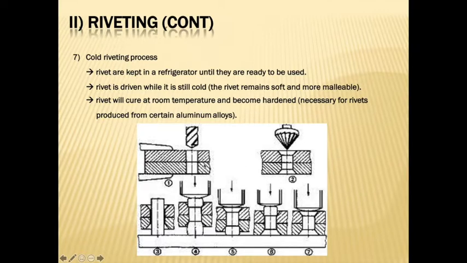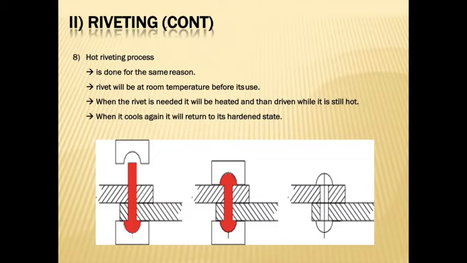So we can see here that we are going to rivet. We are going to drive a hole here, then we are going to put the rivet inside, and it is driven in while it is still cold. Then it will cure or harden at room temperature. It is necessary for rivets to be produced from certain aluminium alloys, so we need a certain material in order to have a rivet of sufficient strength.